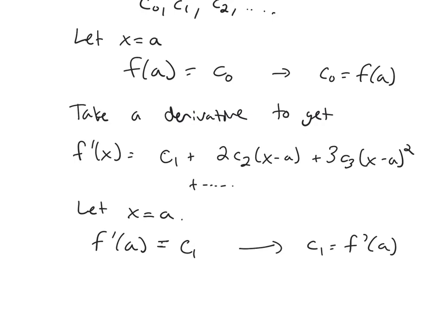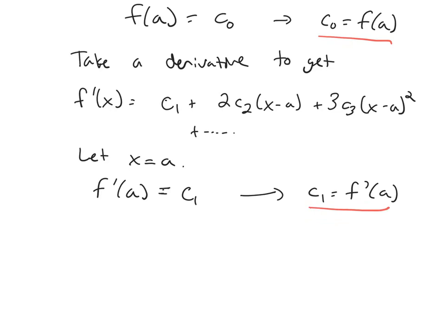So we're kind of getting a picture going on. I'm going to underline c0 and c1. Let's go ahead and find c2 now. We're going to just repeat this process. So you're going to take another derivative, but now it's going to be of this equation right here.